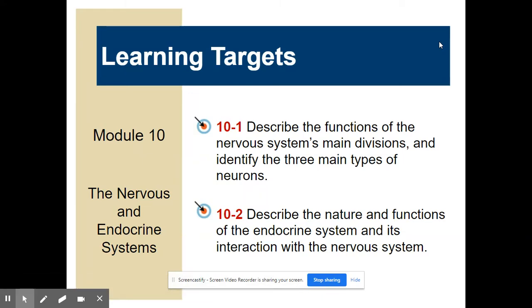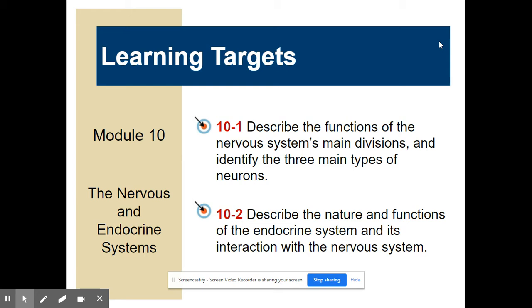Today we are going to be describing the functions of the nervous system, its main divisions, and identifying three main types of neurons. We're also going to be taking a look at the functions of the endocrine system and its interaction with the nervous system. So what is the nervous system?